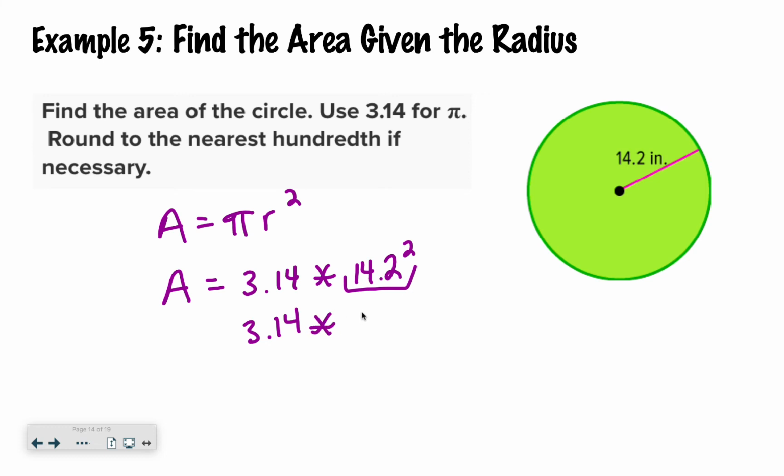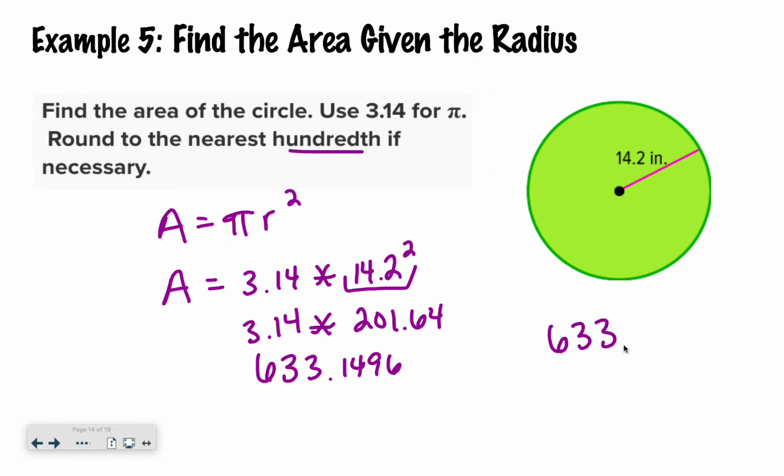So if I do 14.2 squared, I get 201.64, and then I multiply by 3.14, and I get 633.1496. If I want to round to the nearest hundredth, I would say 633.15, because this 9 will bump that 4 up.